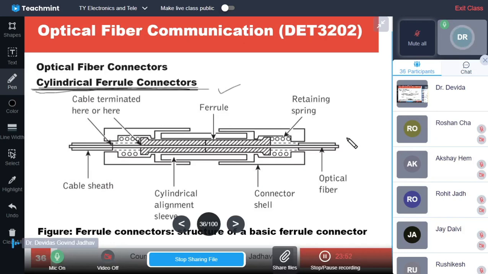So these are the details of the ferrule connector. There is a ferrule which is connected. One ferrule has the V groove, and the other ferrule is made of elastic material which holds the fiber in alignment. So this is the construction of the cylindrical ferrule connector, or we can call it a basic ferrule connector. Structure of the basic ferrule connector.